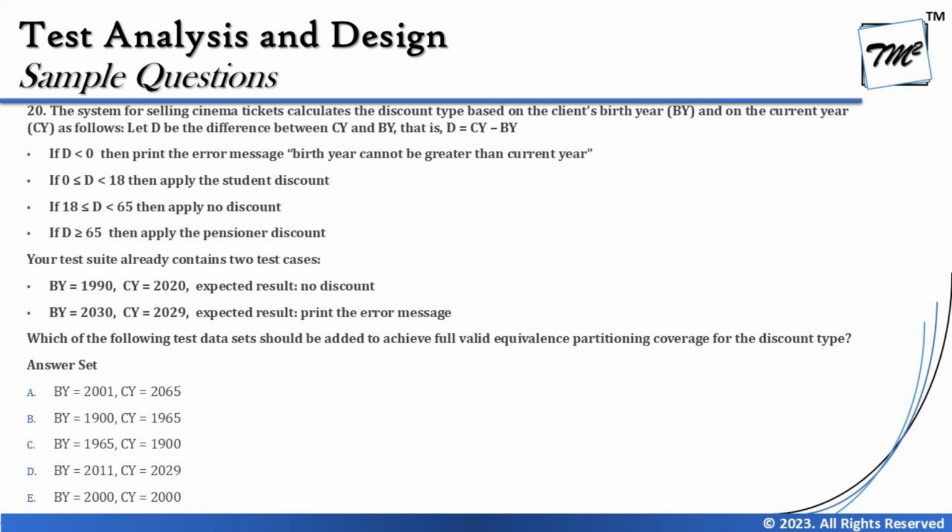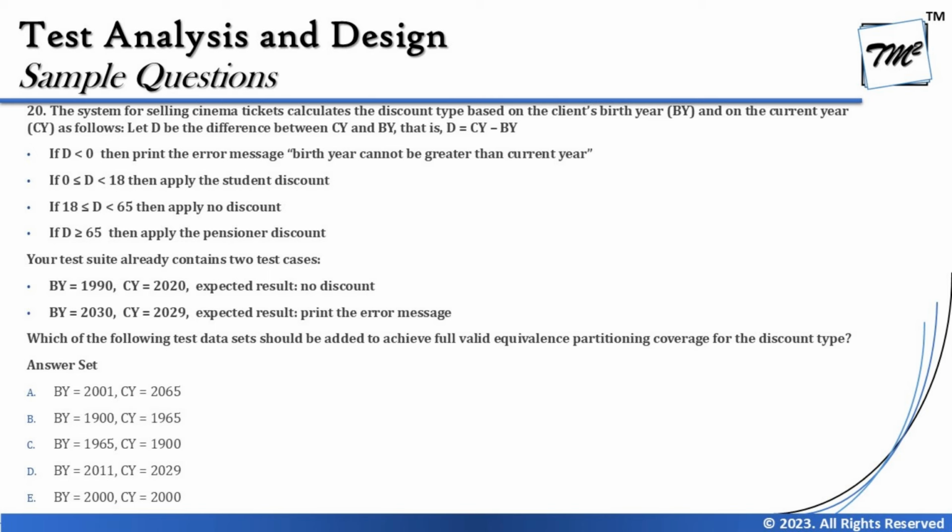C, 1965 is the birth year, current year is 1900. If I do this, I get minus 65, which will again result in an error message, and that we have already covered, which is the first range. So I don't need a repeated test. D, birth year is 2011 and current year is 2029. If I differentiate it, it comes to 18, and 18 is again no discount. So I don't need this either, because that falls into the third partition once again.